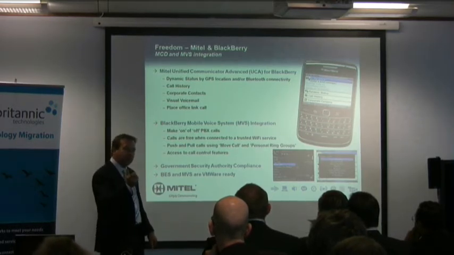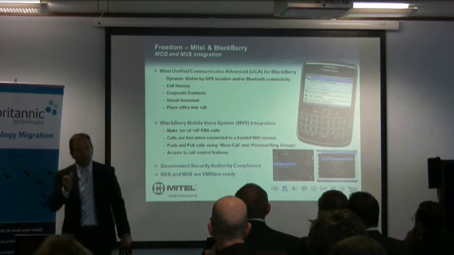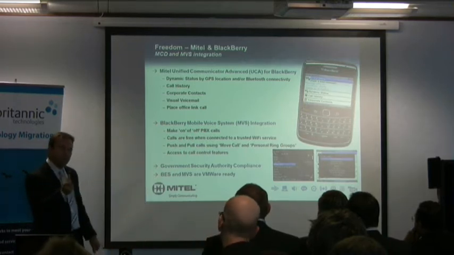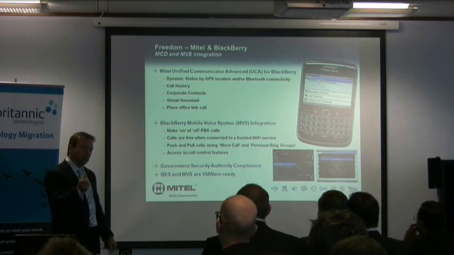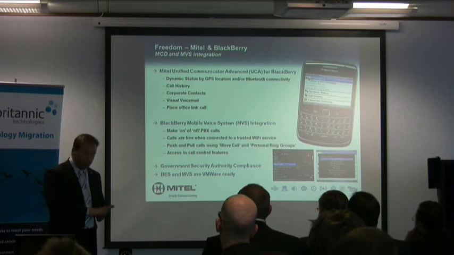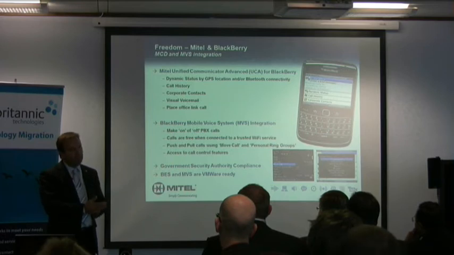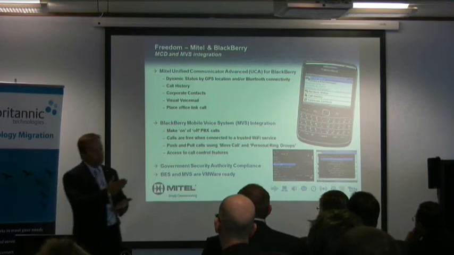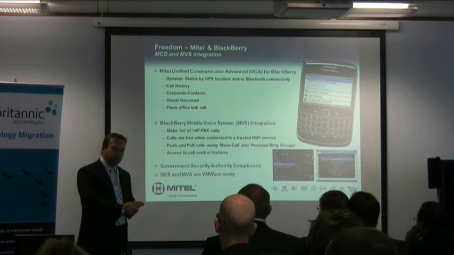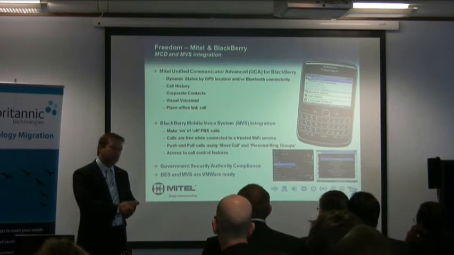So what you see as an end user is two lines on your phone. You can either make a regular GSM call, or you can make an on-PBX call. If you make an on-PBX call, what that means when you're out and about is that MVS originates that call. What it means if you're in building is that you're able to use Wi-Fi, and it effectively becomes a SIP extension of the PBX.